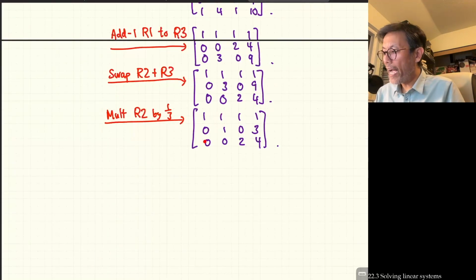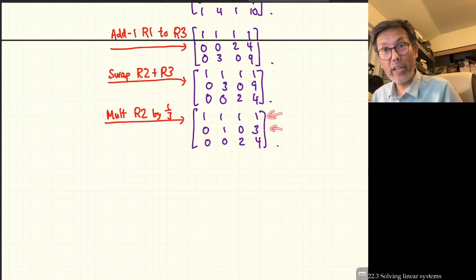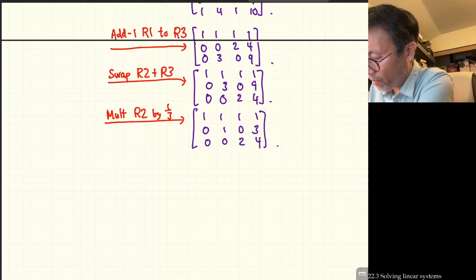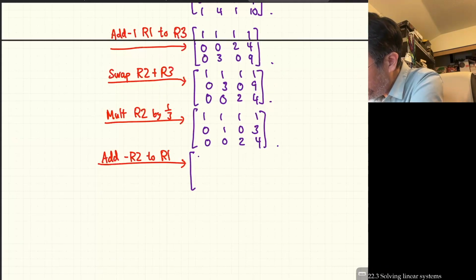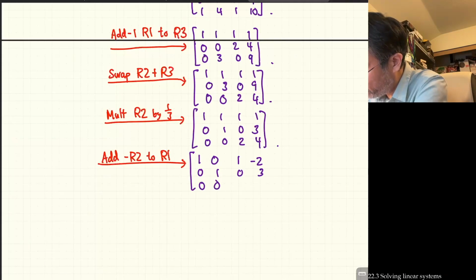Next thing, I'm going to kill this 1. How? By adding -1 row 2 to row 1. Do you see that I can kill this 1 here by doing that? If I do this correctly, notice this 1 here doesn't change. That's nice. 0, 1, -3. So I think that's -2 there. 0, 1, 0, 3. Nothing else changes.